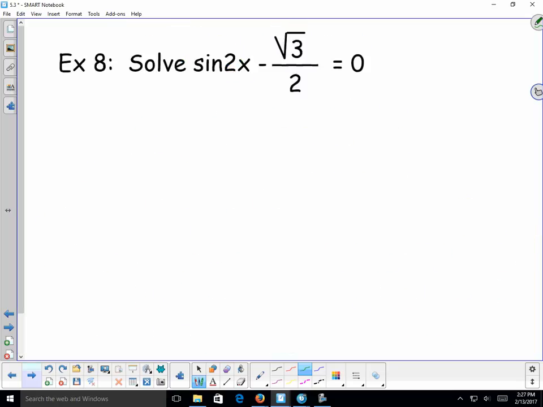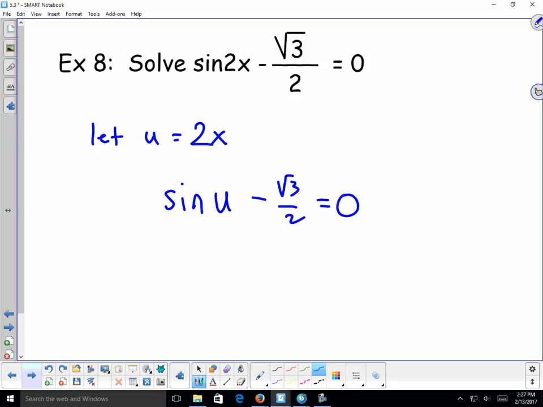Okay, now we get into something a little bit different because this one has not the sine of x but the sine of 2x. So we're going to need, I won't even call it a trick, I'll say we need a strategy for this. And the strategy here is going to be to make a substitution. Let's let u equal the 2x. And then we're just going to solve for u. So in this case, we're going to have sine u minus square root of 3 over 2 equaling 0. And let's add square root of 3 over 2 to both sides. So I get sine u equals square root of 3 over 2.